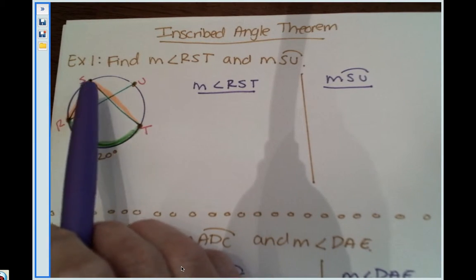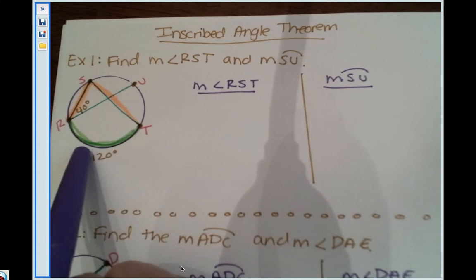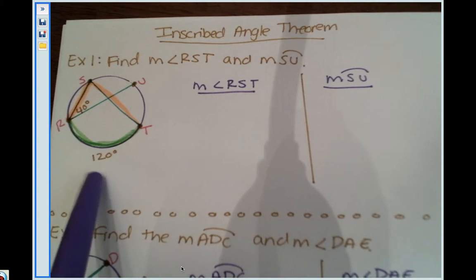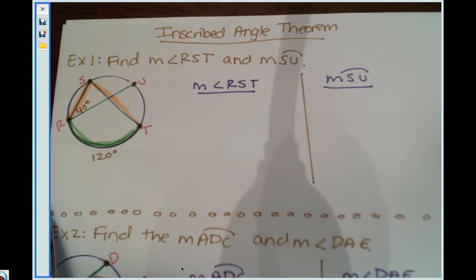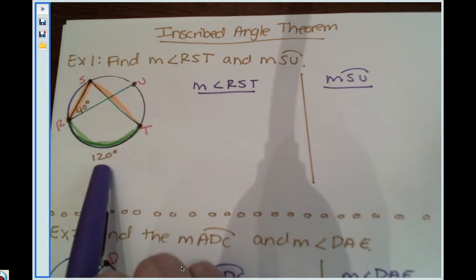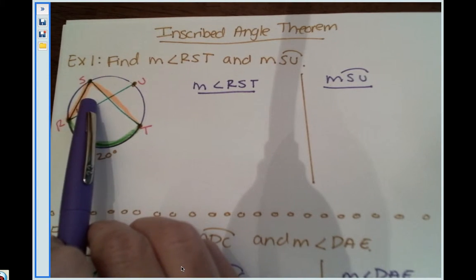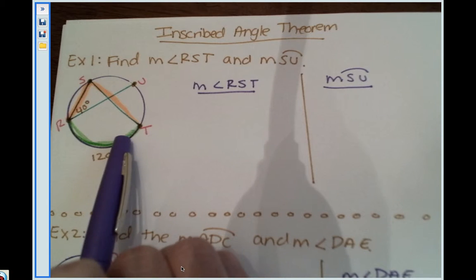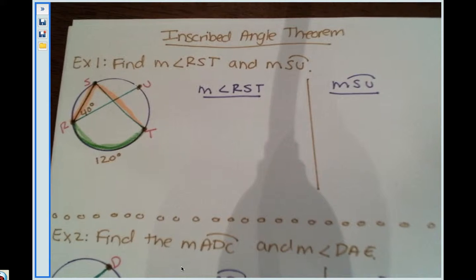What do you have to do to the arc to get to the angle? I'm solving for angle RST, and I already know the measure of arc RT, which is 120. To get to the inscribed angle, you divide by 2. If you know the inscribed angle, you double it to get its intercepted arc. If you know the intercepted arc, you halve it to get the angle. So I'm going to set up a statement that represents that.